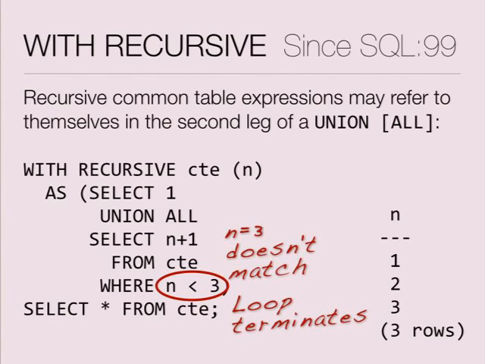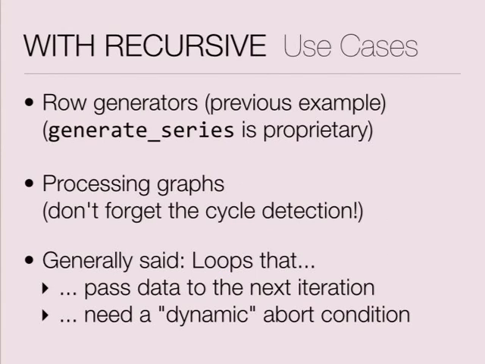So that's the most simple case of a recursive common table expression. This use case is called a row generator, because it generates rows. Generate series, which we love from Postgres, is not standard, just a proprietary extension. The most interesting use case for WITH RECURSIVE is processing graphs.